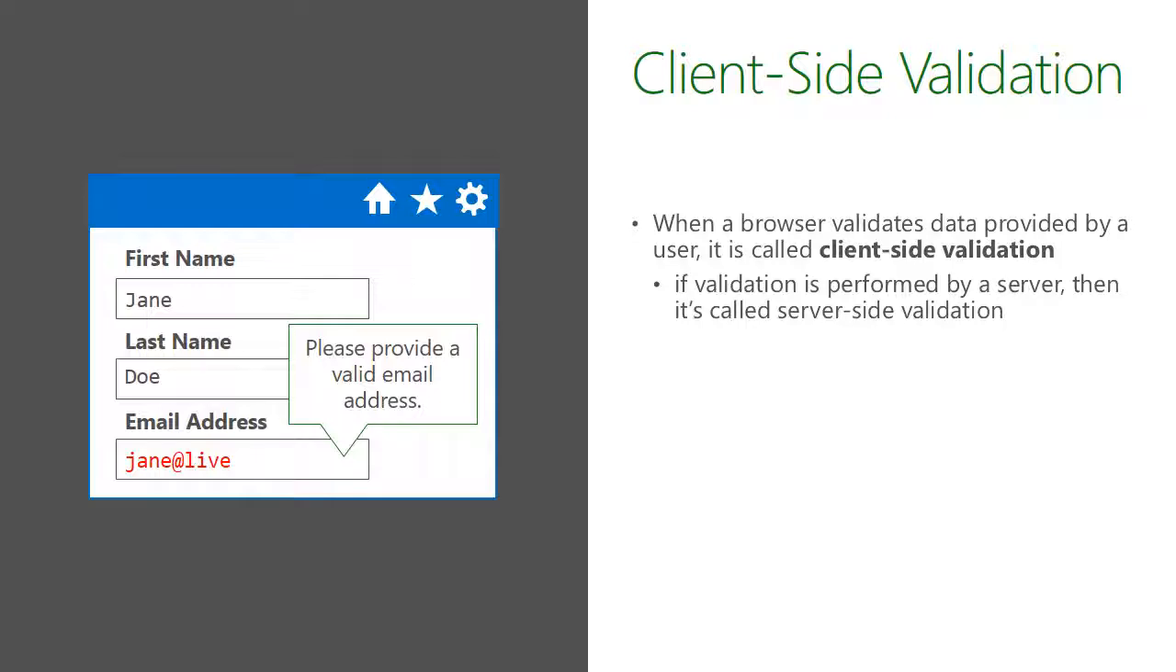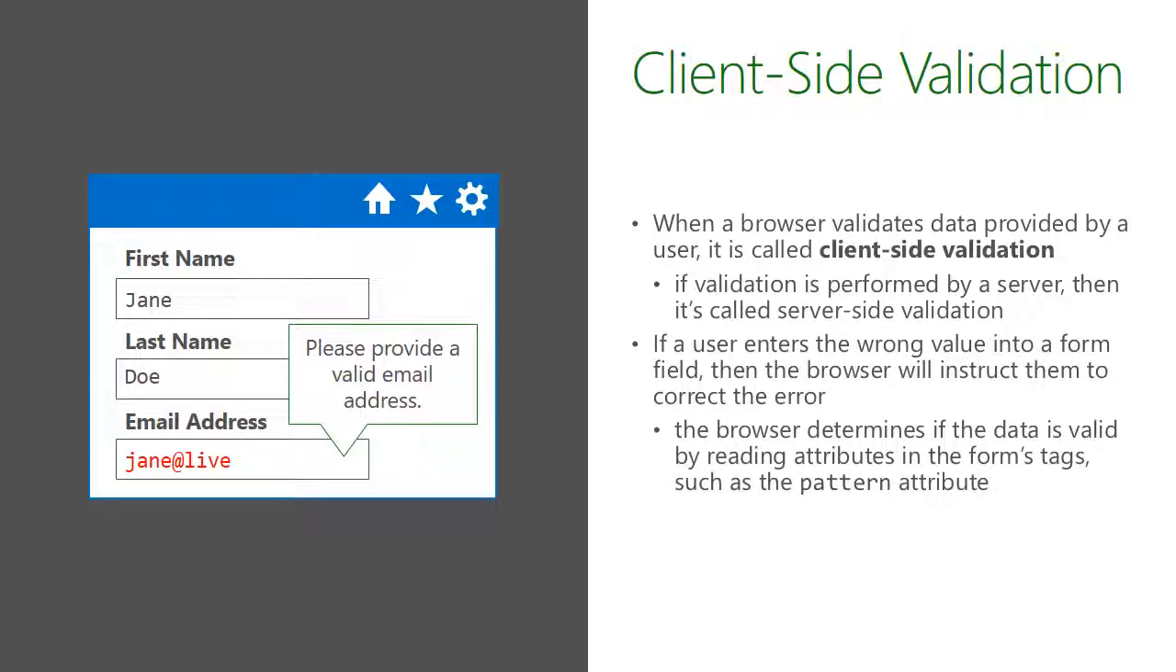Now, client-side validation is when a browser validates data provided by a user. If validation is performed by a server, then it's called server-side validation. If a user enters the wrong value into a form field, then the browser will instruct them to correct the error. The browser determines if the data is valid by reading attributes in the form's tags, such as the pattern attribute. You can see on the left-hand side of the screen that somebody has entered an invalid email address, and so the browser instructs the user to provide a valid email address.